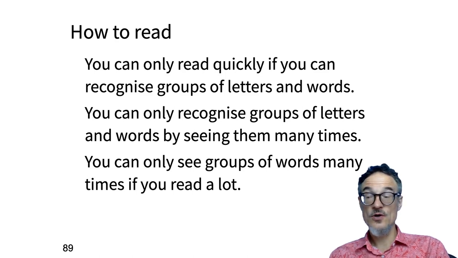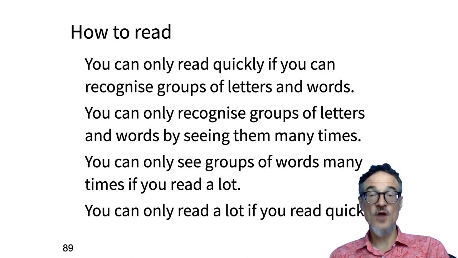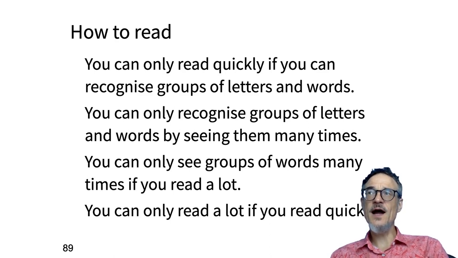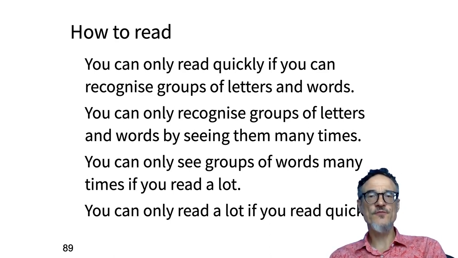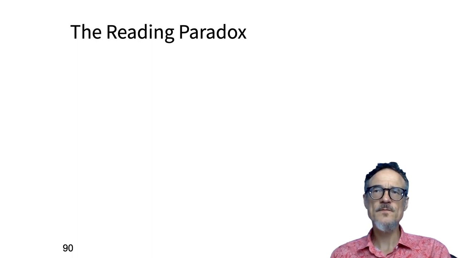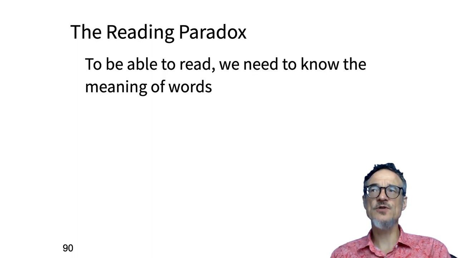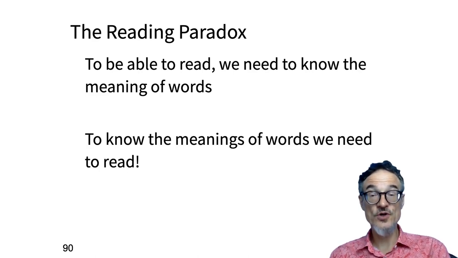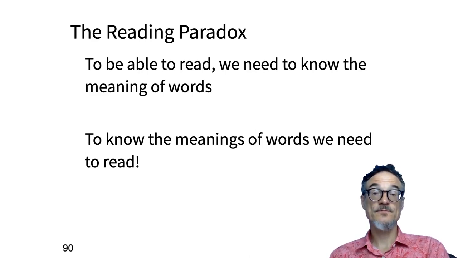And you can only read a lot if you read quickly. So we're kind of into the reading paradox. In order to be able to read, we need to know the meaning of words. But to know the meaning of words, we need to read. So we need somehow to work this out.